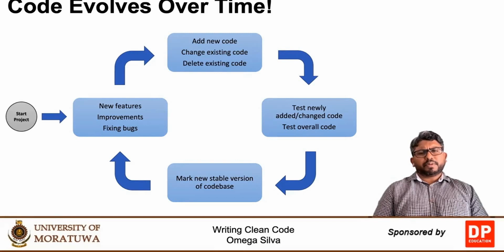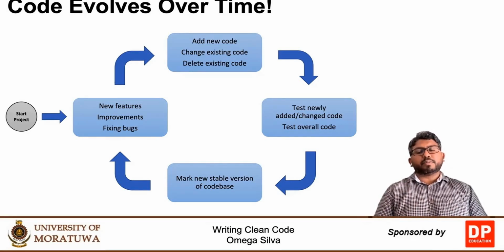Now, the process doesn't stop there. More new requirements would come into existence. Similarly, new enhancements to the existing code base, and a few bugs that you find along the way, might have to get fixed. In doing so, you would add new code, change existing code, and perhaps even remove existing code. Once you are done, you would again test the code to make sure that it's stable. And if it is stable, you would mark it as a stable version. And the cycle continues.